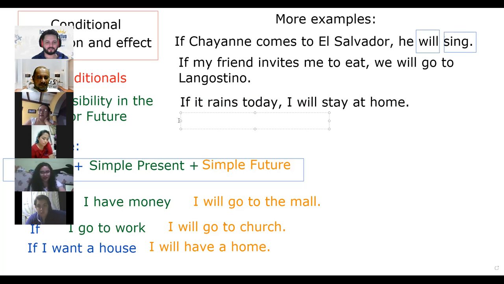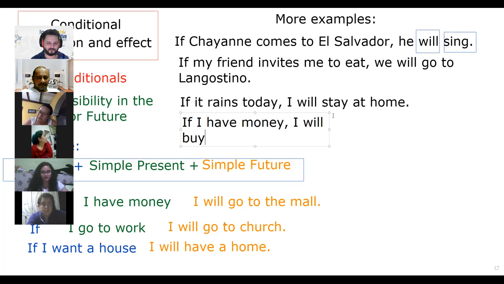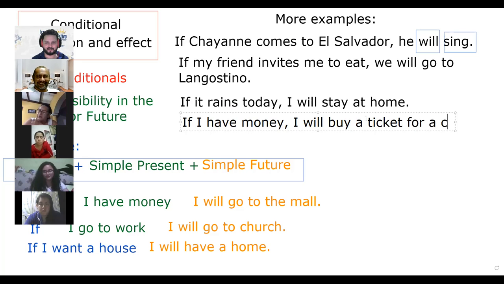If I have money, I can play a ticket. I will buy. Your connection is cutting off. Se te está yendo la conexión. I will buy what? A ticket for a concert of Coldplay in Costa Rica. A ticket for a concert, Coldplay.